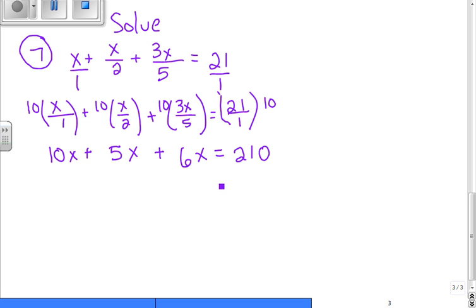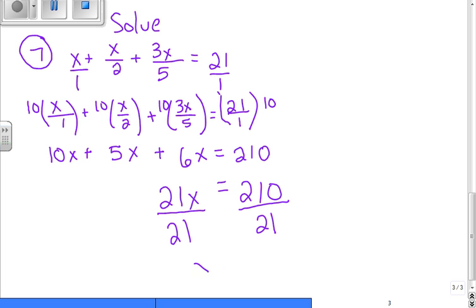So now we have to combine like terms and solve our equation. So we have 10x plus 5x plus 6x. Well, 10x plus 5x is 15x plus 6x is 21x is equal to 210. That 21 is multiplied by x, so we're going to divide both sides by 21 since that 21 is multiplied by x. So x equals 10.